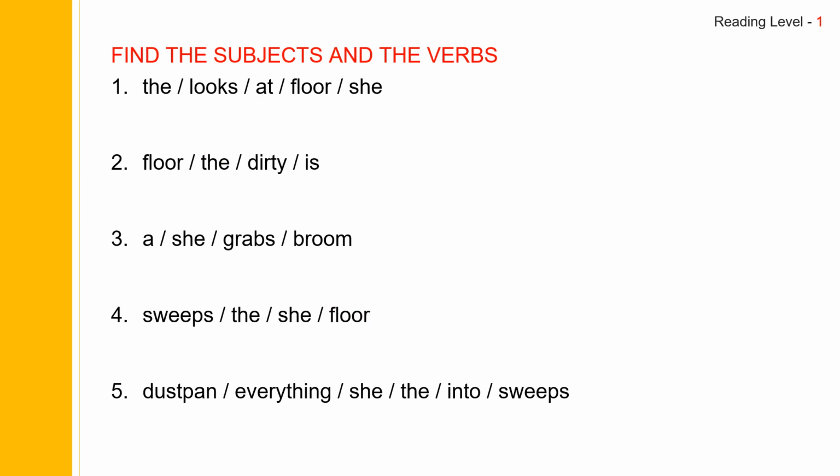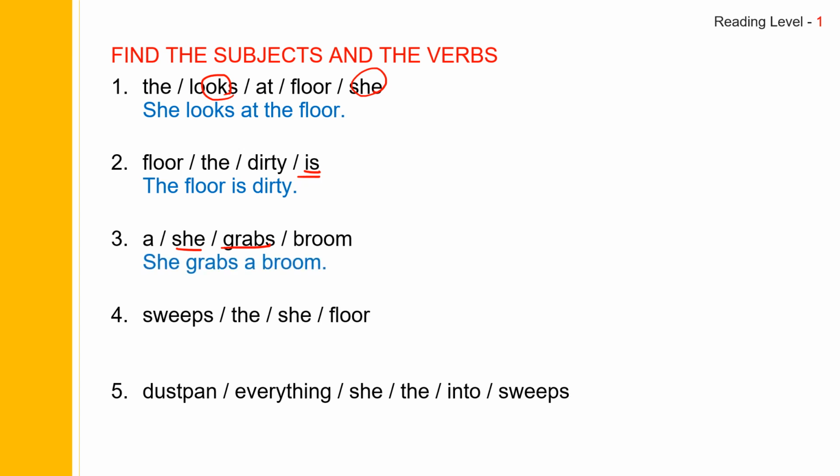Now find the subject and the verbs. She is the subject, and then looks is the verb. She looks at the floor. And then number 2, the verb is, and then something is dirty. So the floor is dirty. And she is the subject. Grabs is the verb. A broom is going to be an object. She grabs a broom.